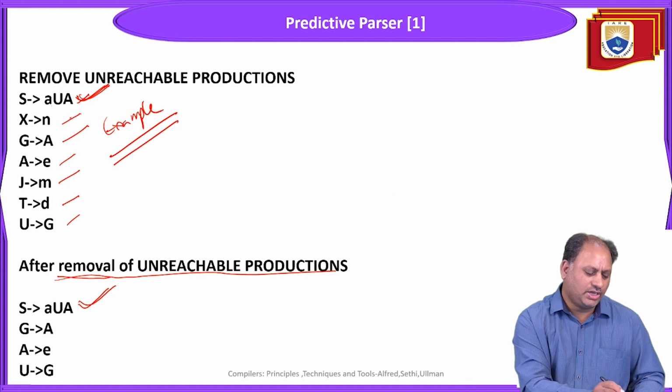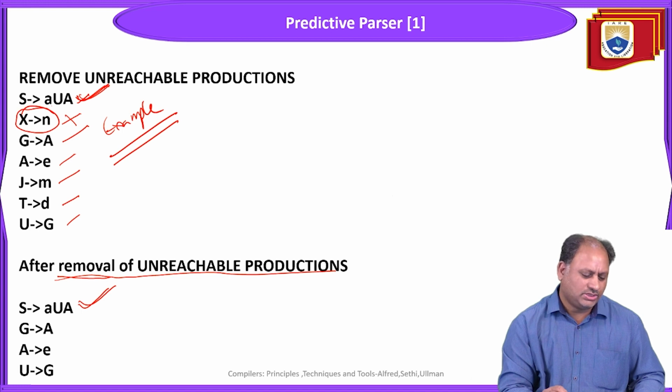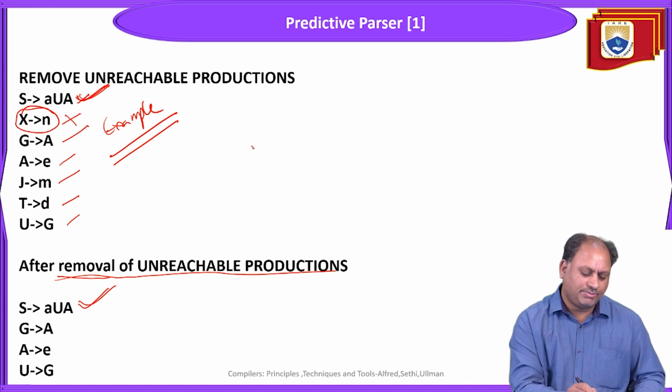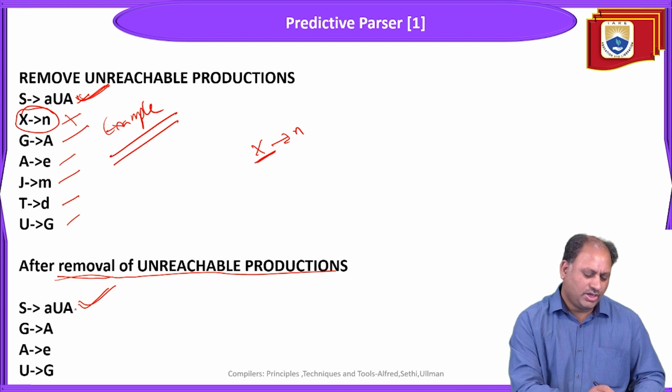Then the next derivation, if you see, X derives n. This is not considered. Capital X derives small n is removed, and it is an unreachable production. Why? Because capital X does not depend upon any entry in the table. That means while evaluating S derives small a, capital U, capital A, no evaluation depends upon X on the right hand side.